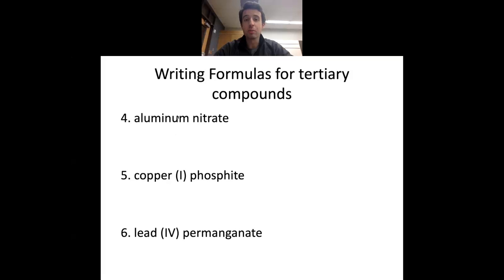Okay, up next, a little bit more difficult. You kind of have to look at the charges here. Aluminum nitrate is the first one. Then we've got copper(I) phosphite. Then manganese, or lead permanganate. So once again, go ahead and take a moment if you'd like right now to kind of figure it out.